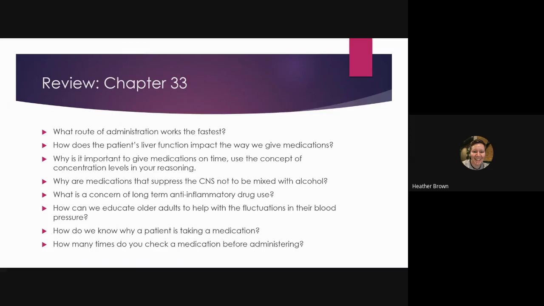The next one, how can we educate older adults to help with the fluctuations in their blood pressure? So we know that as we change positions, blood pressure fluctuates, and older adults are even more susceptible to these fluctuations in their blood pressure. So change position slowly. Now, to me, this is like the incentive spirometer of positions, okay? This is super important. So change position slowly. It truly, truly does work.